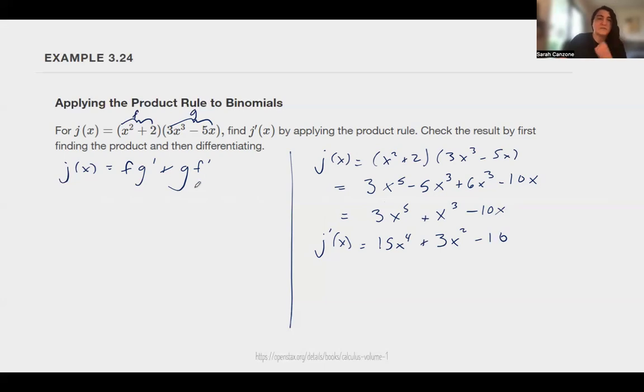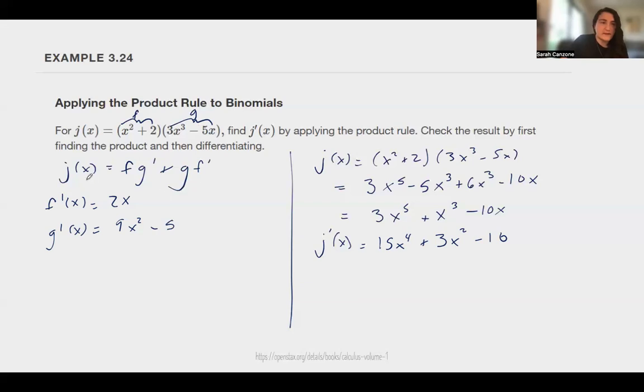Now, let's go ahead and try it using the product rule. What we can do is write down the derivatives first, and then we can plug them in, and it'll be a little bit easier for us. So first, f prime of x equals, well, if f is x squared plus 2, then f prime is 2x, because you bring the 2 down, subtract 1, that's 1, but then the derivative of a constant is 0. So this is just 2x. The derivative of g is, well, the derivative of 3x to the third is bring the 3 down, multiply it by 3. That's 9x to the 3 minus 1, or 2. And the derivative of minus 5x is just minus 5.